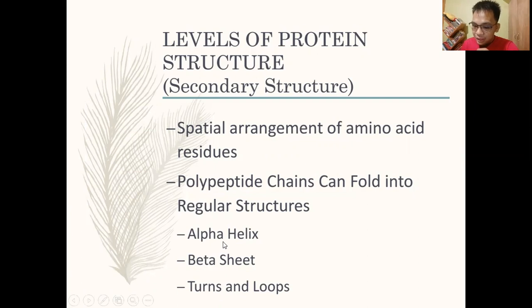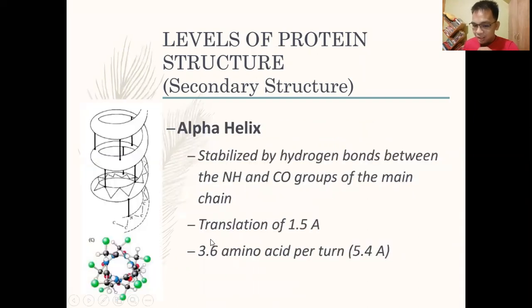Yung two major structures nun is the alpha helix and beta sheets. Okay, the alpha helix dito are stabilized by the NH and carbonyl group of the main chain. So pag ganito siya, it can be right-handed or left-handed chain. Meron siyang translation of 1.5 angstrom and 3.6 amino acids per turn, or it has a measurement of 5.4 angstroms per turn. So pag ganyan siya, alpha helix yung secondary structure natin.